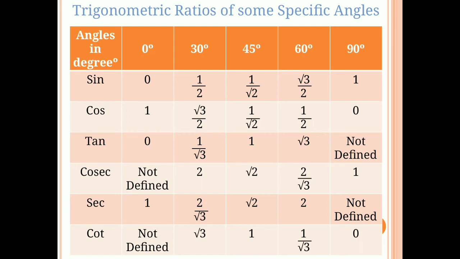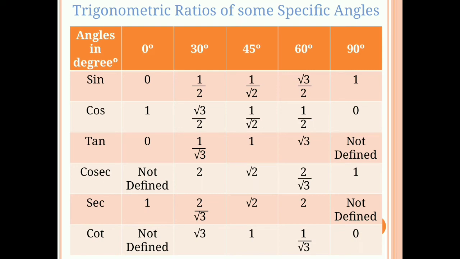Similarly, tan, as we know, tan theta is sin theta upon cos theta. So we will divide sine by cos. Then 0 by 1 will be 0, 1 by 2 upon root 3 by 2 will become 1 by root 3, 1 by root 2 upon 1 by root 2 is 1, root 3 by 2 upon 1 by 2 is root 3, and 1 upon 0 is infinite, which is not defined.